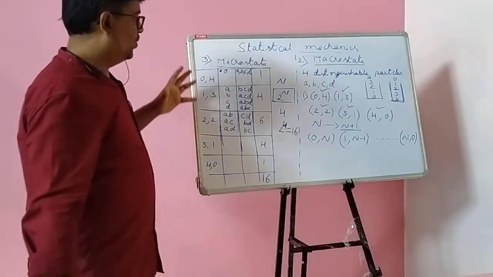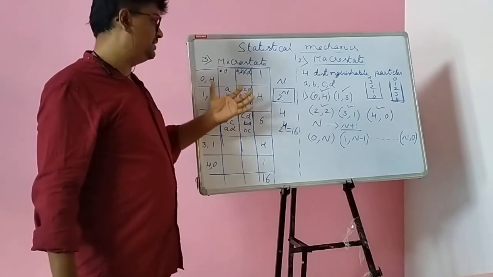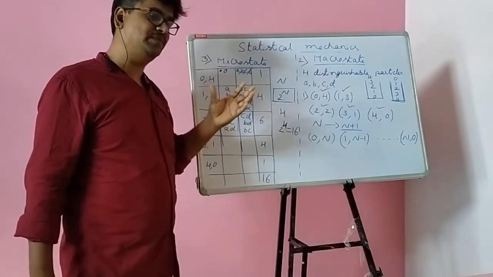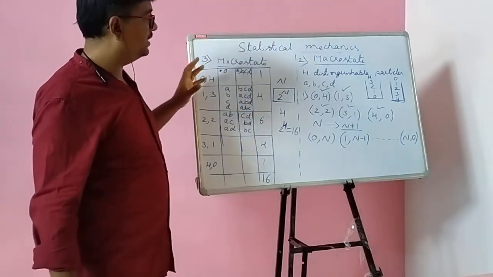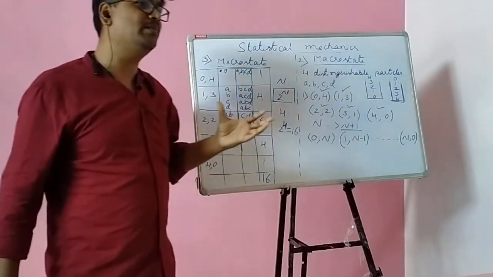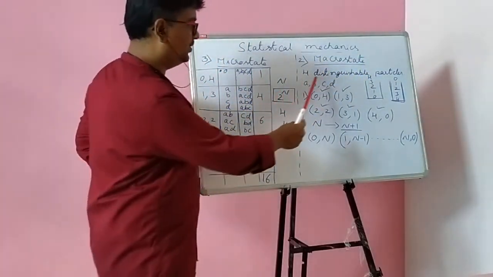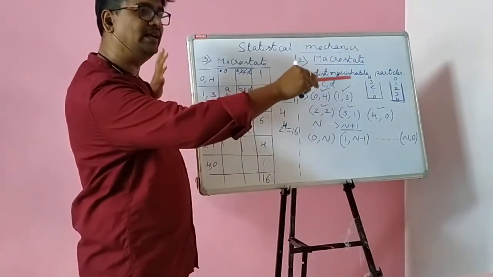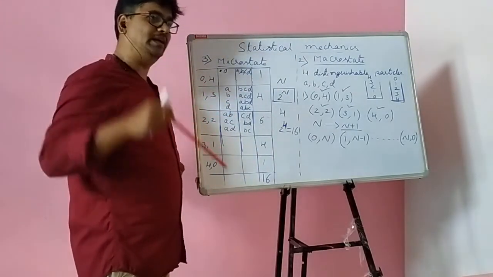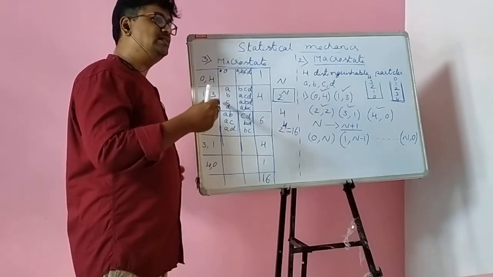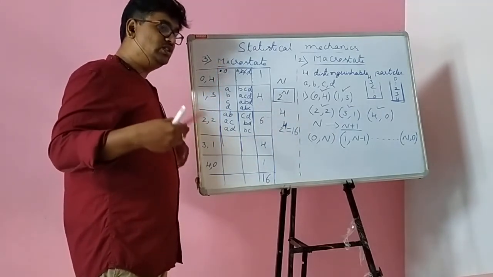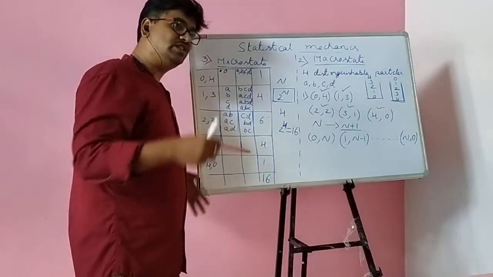So overall, I can now define the microstate. It is each distinct arrangement of the particles in a compartment in a phase space. See what it says: compartment-wise arrangement of the particles is the macrostate, but each distinct arrangement of particles in each compartment is known as a microstate. Or you can say distinct arrangement of particles in a cell in the phase space.